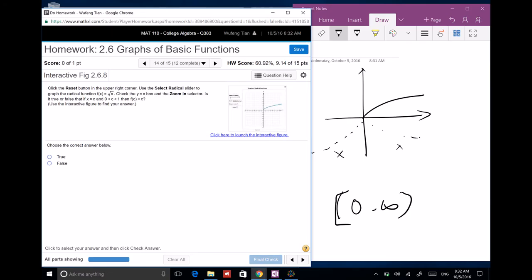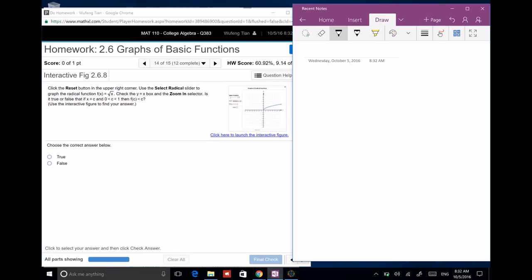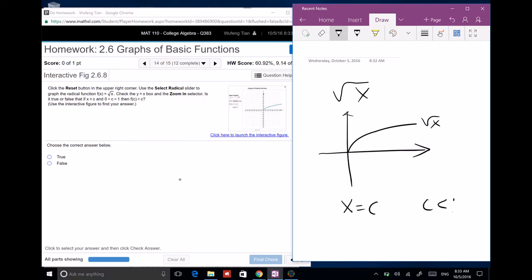Okay. So next, look at the next one. 14. Check the box, zoom set. Is it true or false that if x equals c, for square root of x? Okay, for square root of x, you draw the picture of square root of x. And then, is it true or false that if x equals c, and c is bigger than 0 and less than 1, then f(c) is less than c?